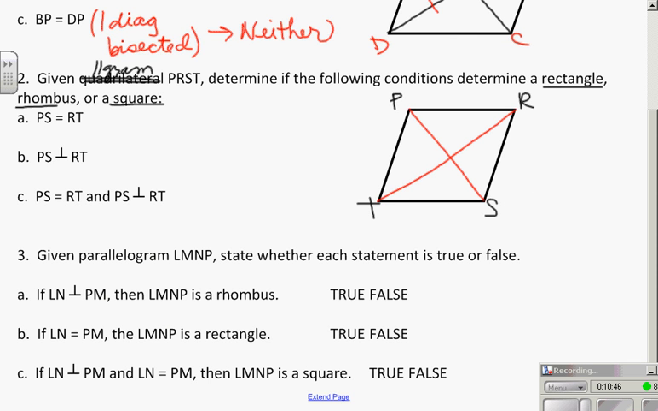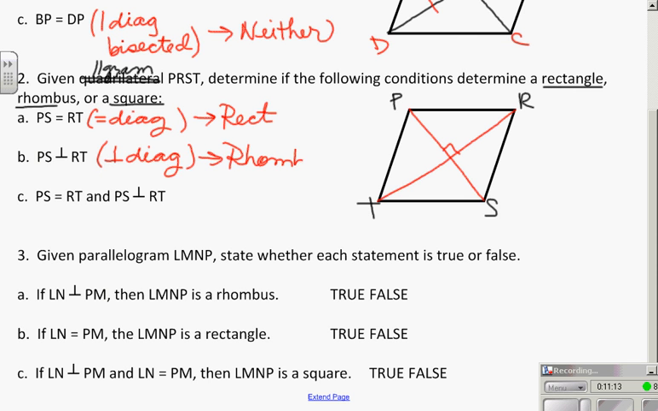First criteria says that diagonal PS equals RT, equal diagonals. And if I have equal diagonals, I have a rectangle. Now, if I know that that same diagonal PS is now perpendicular to the other diagonal RT, perpendicular diagonals, that tells me that I have a rhombus.